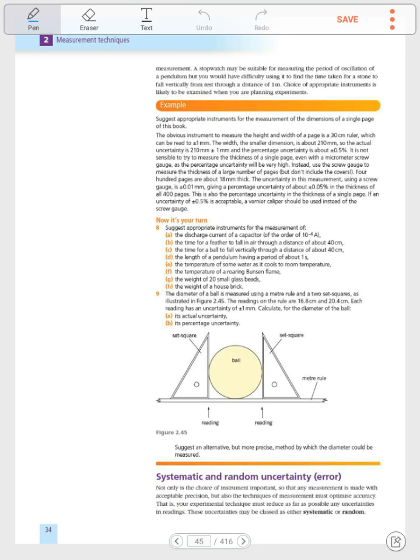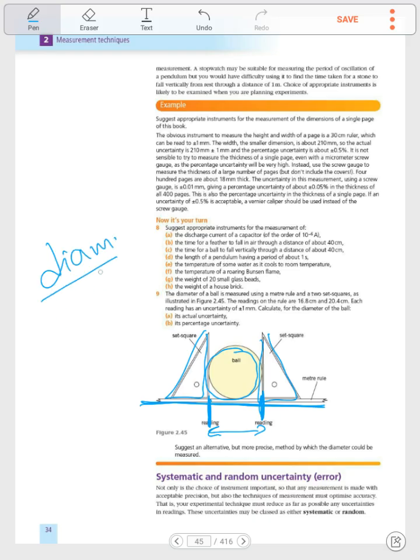Now, I can measure the diameter of a ball by putting it between two set squares, and I put a meter rule here and take the difference between this point and this point to find the value of the diameter. After I find the diameter, I can find the radius by dividing this value by 2.